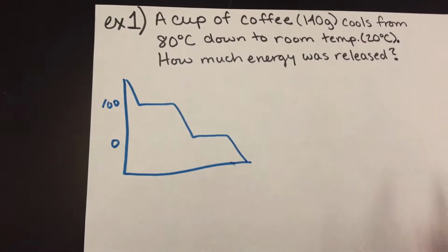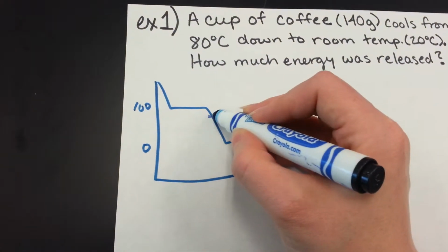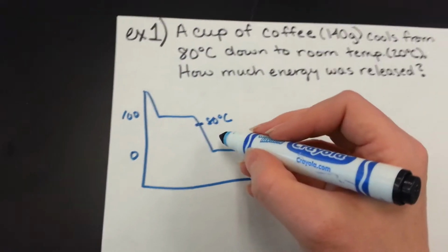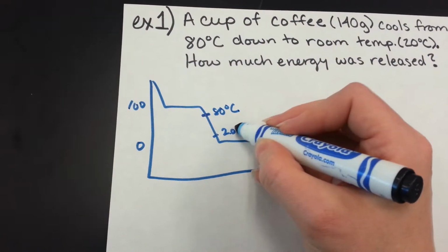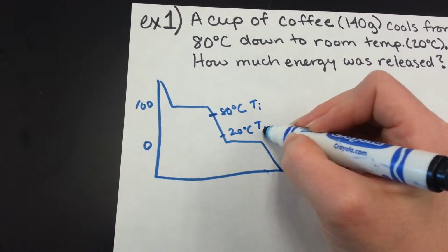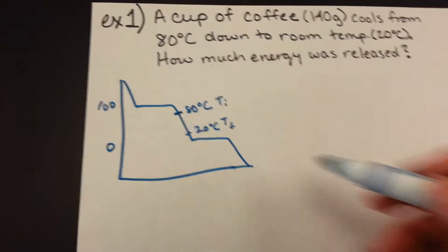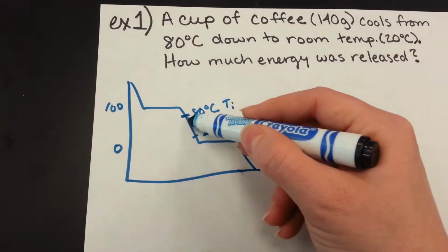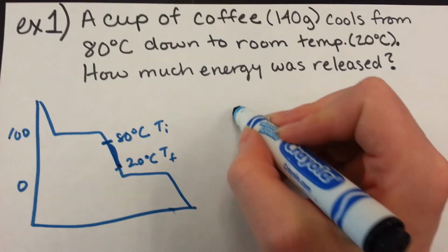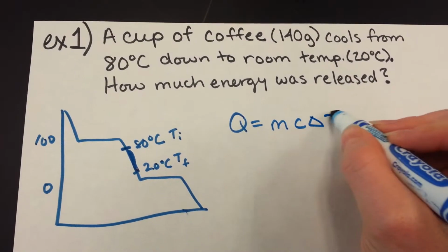So if we look at our temperatures that are given, we're starting at 80 degrees, which would be less than 100, and we're dropping to 20 degrees. So this is my T initial, this is my T final. And they ask us how much energy was released. Well, notice my entire energy change is on one section of the graph. It is on a slope, so I can use my Q equals MC delta T.